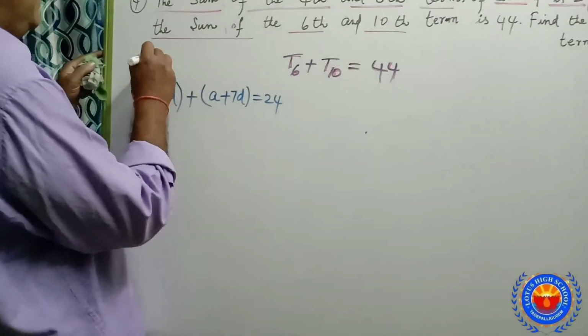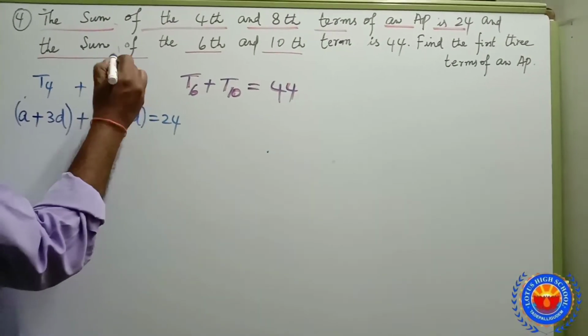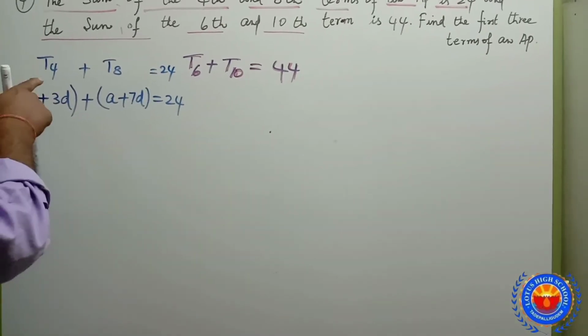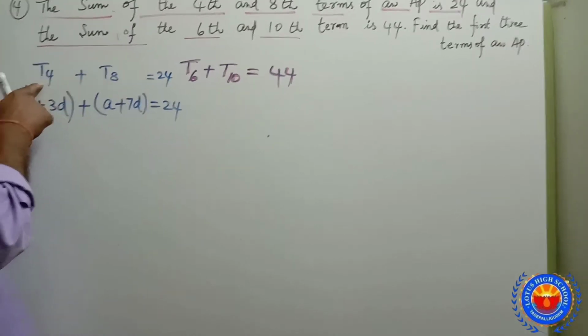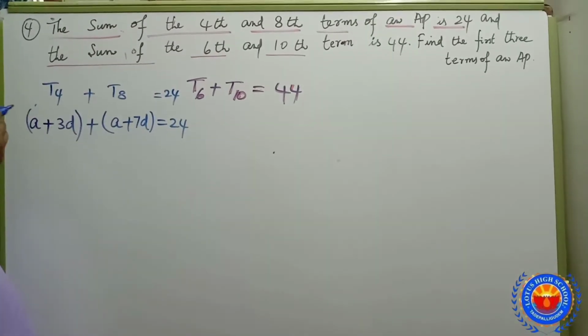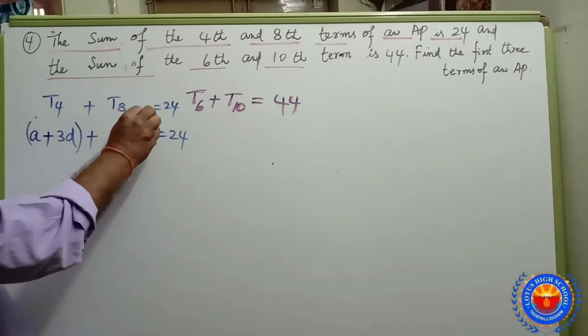T4 plus T8 is equal to 24. This is the equation: the sum of the fourth term and eighth term is equal to 24. (A plus 3D) plus (A plus 7D) is equal to 24. Brackets are not required. Why? Because all are positive symbols, so there is no need to keep them.